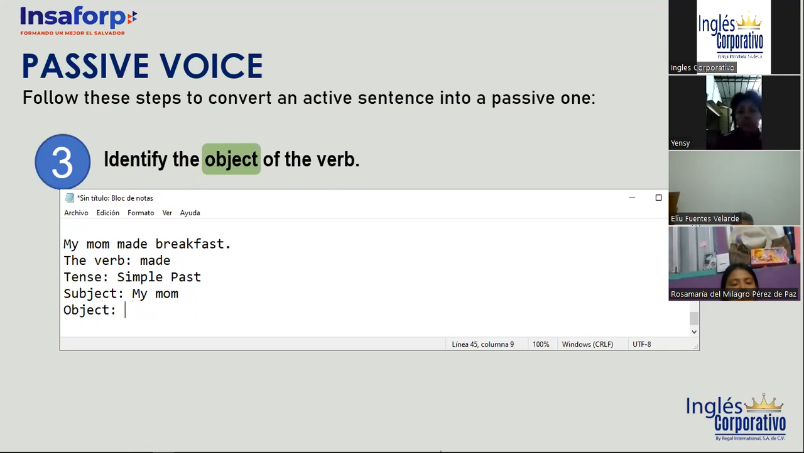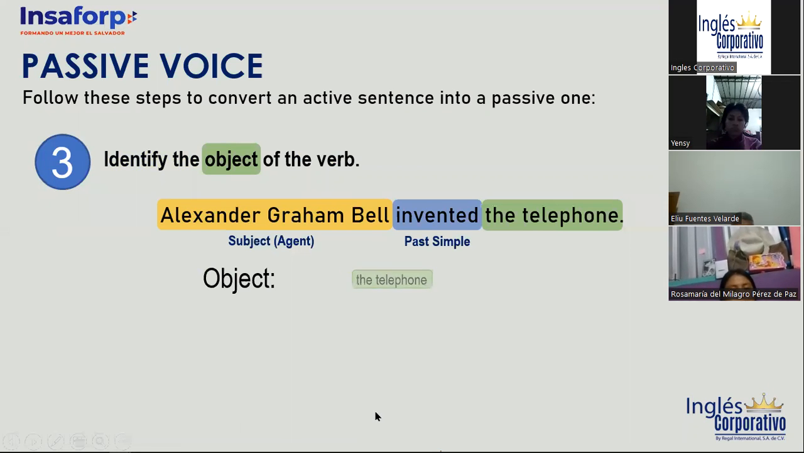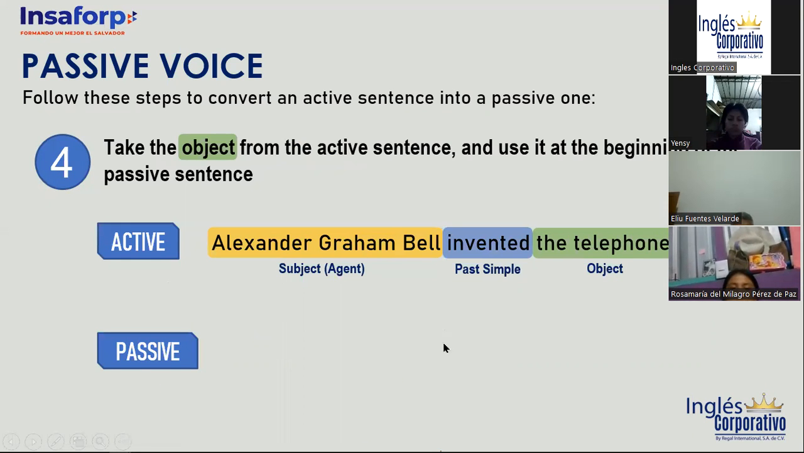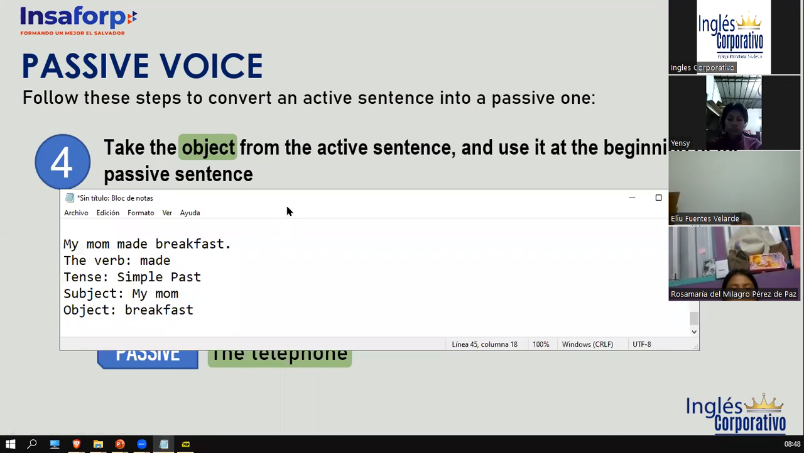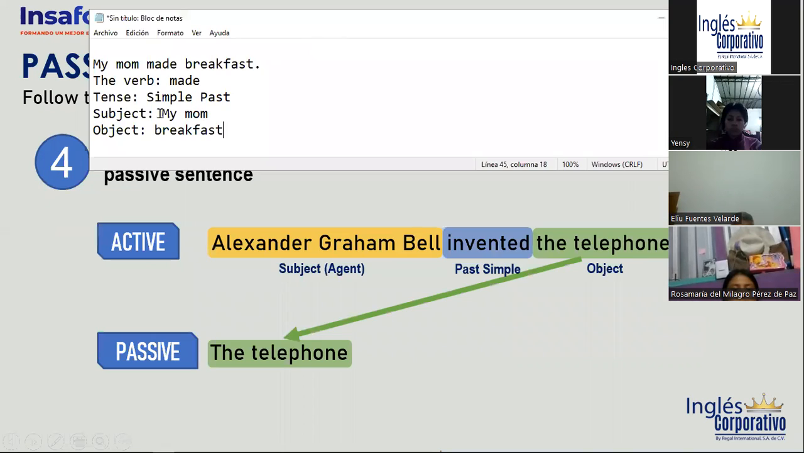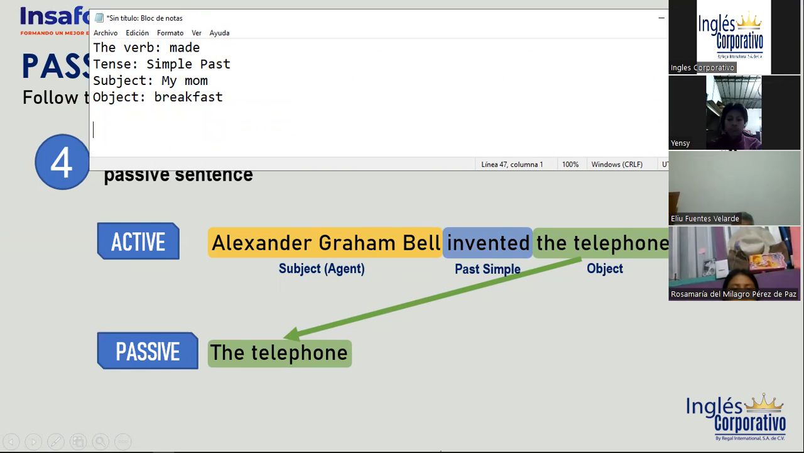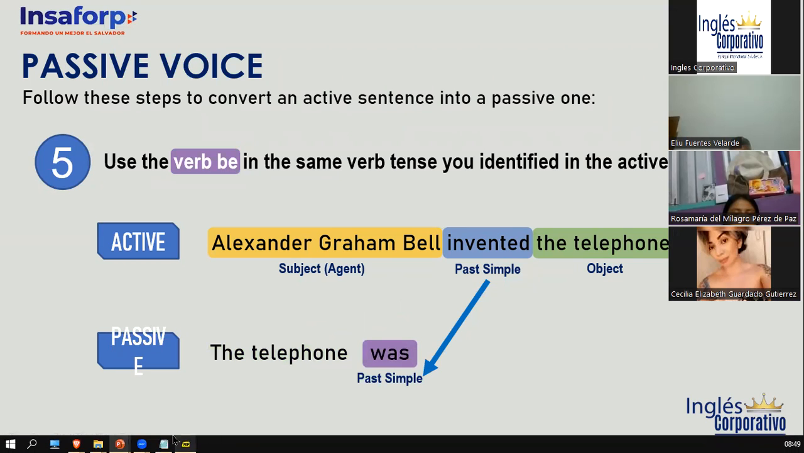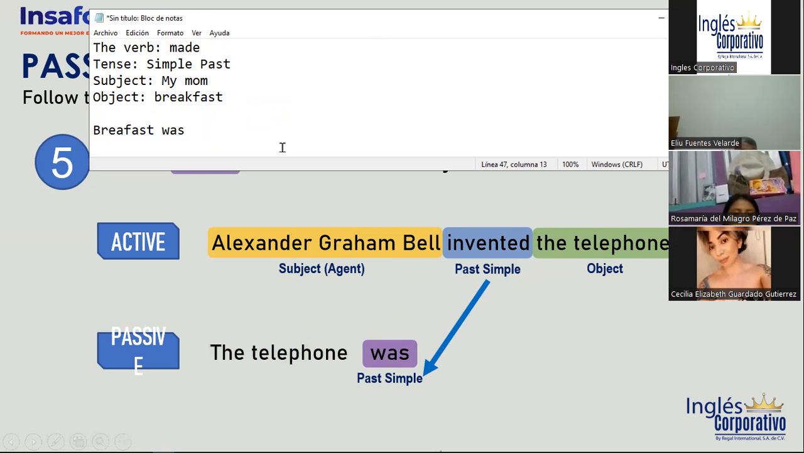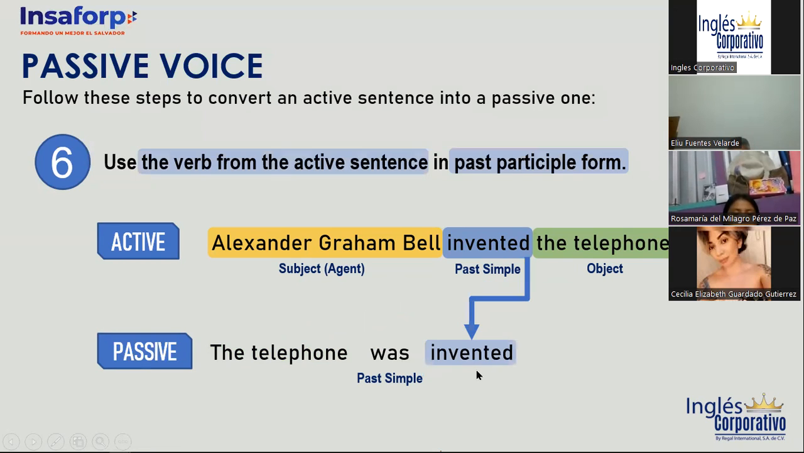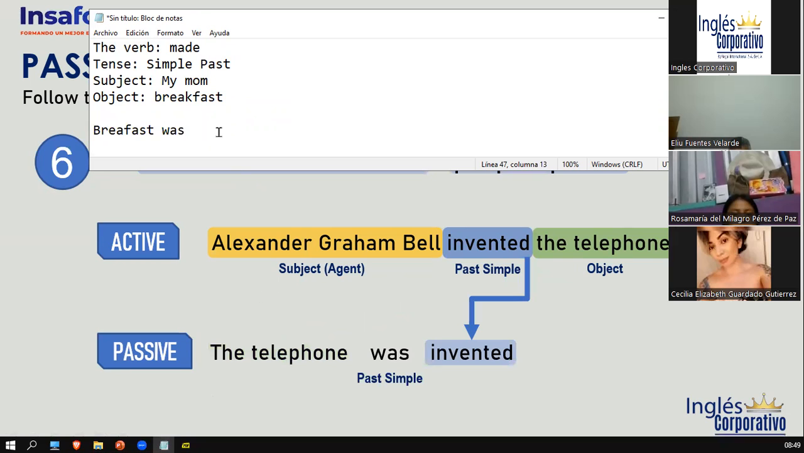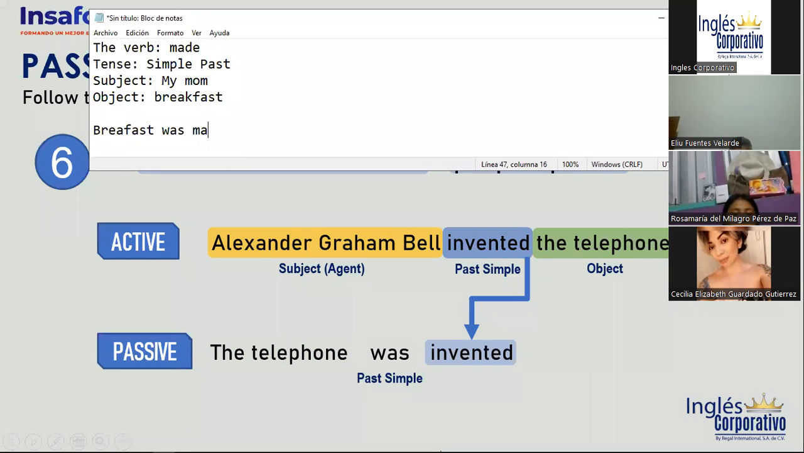Breakfast, es minúscula. Ok, muy bien. Entonces ahí tenemos todos los elementos, ¿verdad? Y ya me vengo acá a buscarle la posición a cada uno de ellos. Entonces me dice acá que el object becomes the subject. Entonces, vamos a poner acá breakfast, right? Luego me dice que como el tense está en pasado, necesito el verbo to be, en este caso singular, en pasado, was. Y luego me dice que necesito el pasado participio. Ok, entonces, breakfast was made.